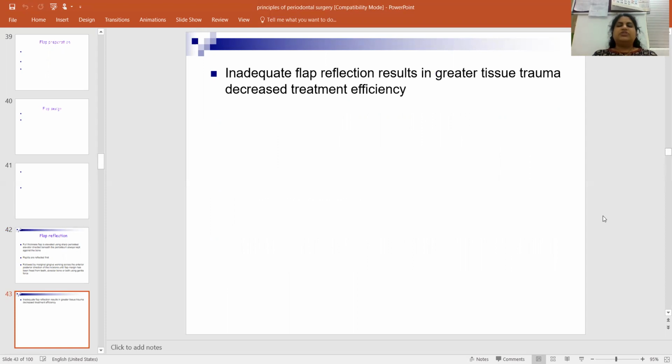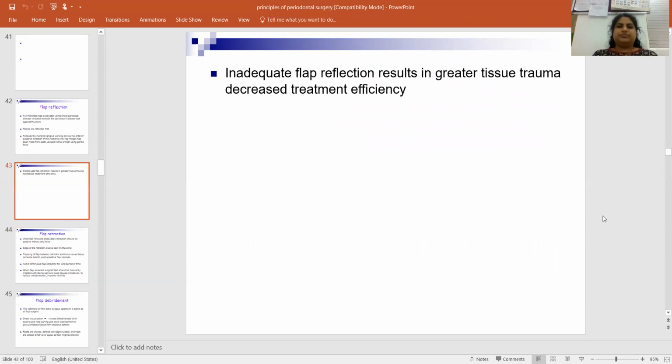Inadequate flap reflection results in greater tissue trauma and decreased treatment efficiency. So first of all, the interdental flaps are reflected, and then the incision is carried out anteriorly and posteriorly. So we use the periosteal elevator anteriorly and posteriorly to carry out the flap reflection.